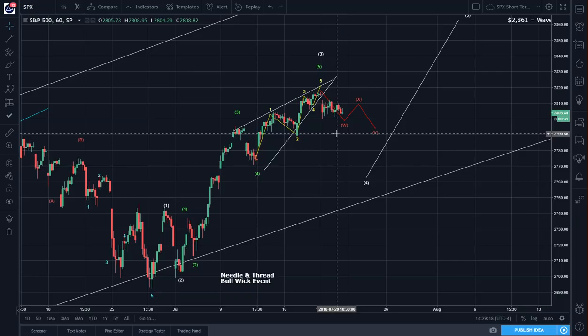These belong to the family of threes: WXY, WXYXZ, and the AB of the flats. All belong to this family of threes, same as triangles, except for the leading diagonal, which is 5, 3, 5, 3, 5. The ending diagonal is a 3, 3, 3, 3, 3, and the triangles themselves, A, B, C, D, E, are in the family of threes as well.